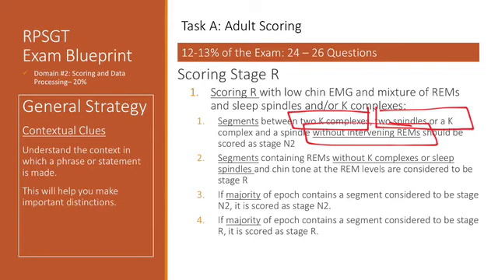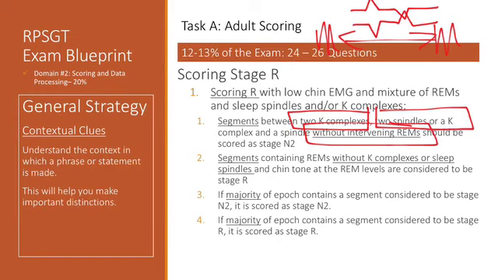Okay, so let me go over that again. Segments between two K complexes, two spindles, or K complexes and a spindle without intervening REMs. So if I have a K over here and I have a K over here, and then I do not have any kind of rapid eye movements here, then at this point I would suggest that this segment in between is probably stage 2 and not REM. So we'll talk about that in examples in a second.